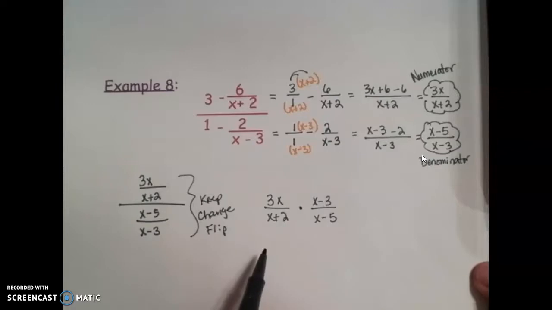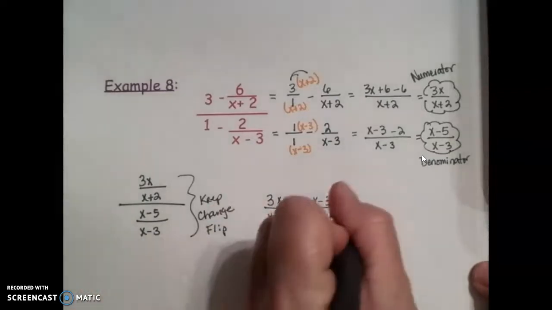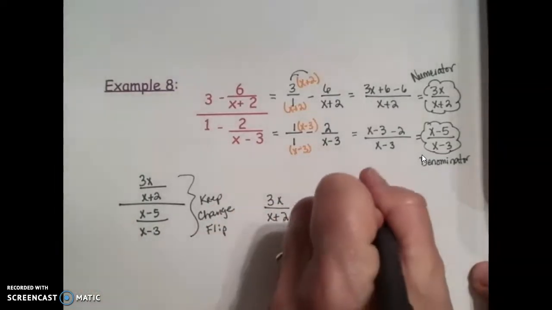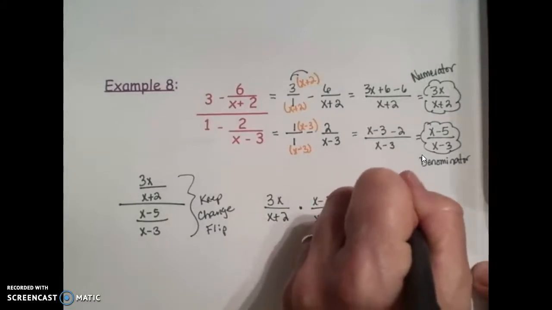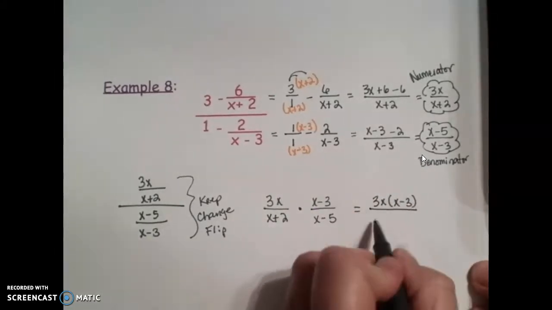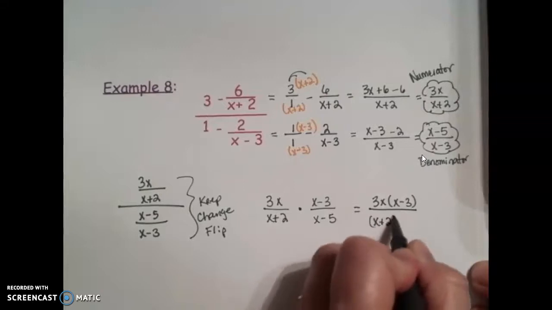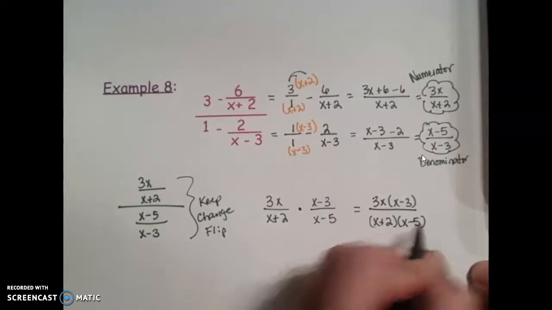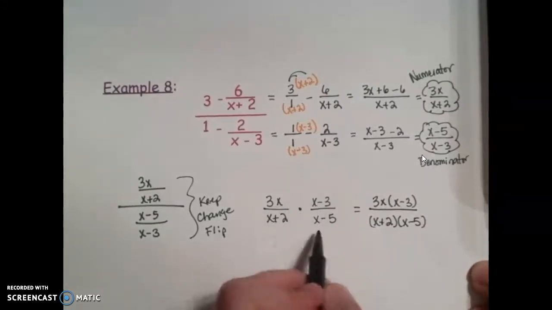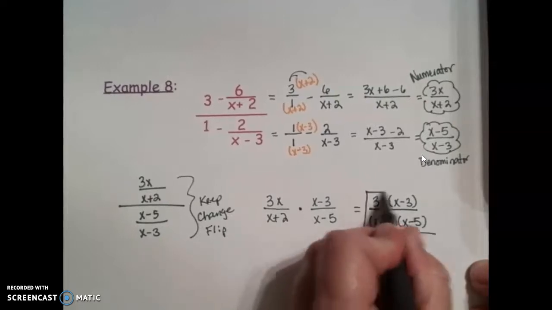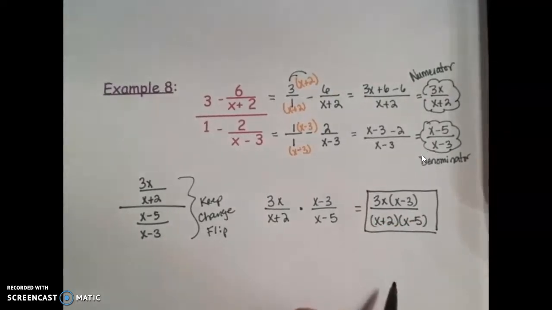there's no common factors. So I'm just simply going to put this together as 3x times x minus 3 with parentheses, and then x plus 2 times x minus 5. Because to multiply fractions, you would multiply straight across. So that's as simplified as we can get example 8. And that wraps up our adding and subtracting rationals.